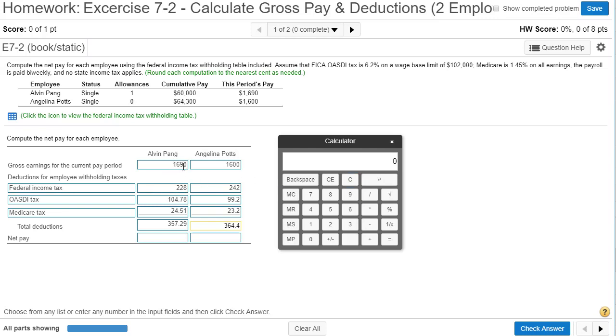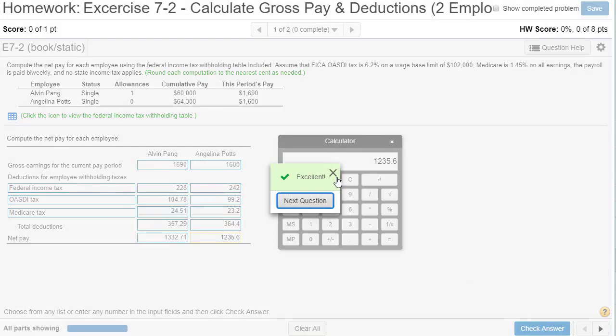So Alvin's net pay is $1,690, and we're going to subtract the 357.29, which gives us $1,332.71. That's his take-home pay, his net pay. For Angelina, we're going to take $1,600 and subtract 364.40, which gives us $1,235.60. Check our answer. Most excellent.